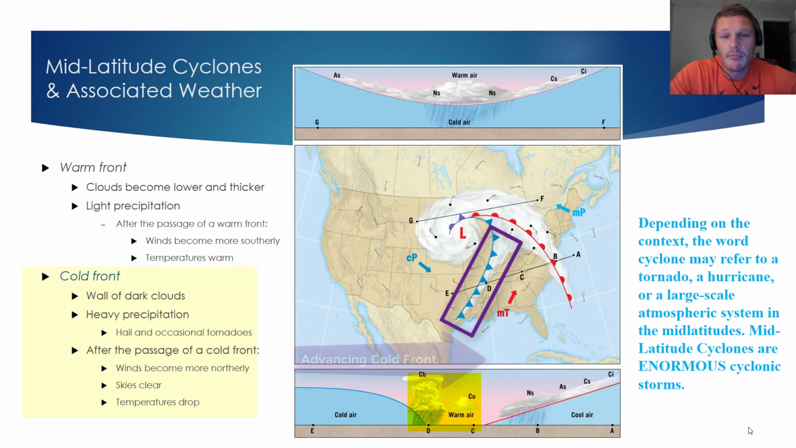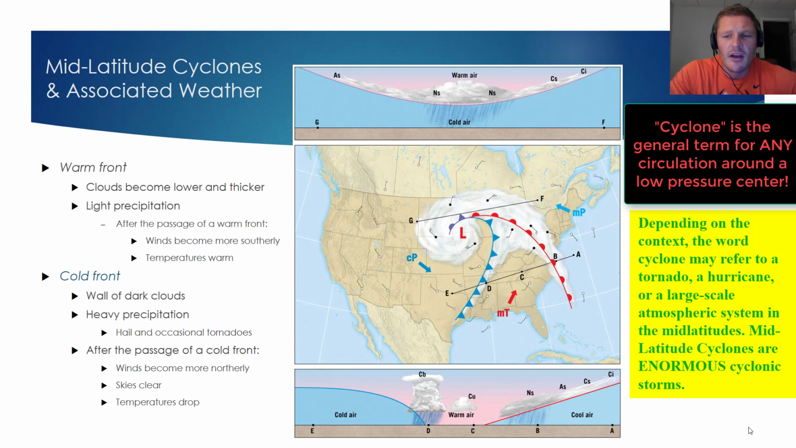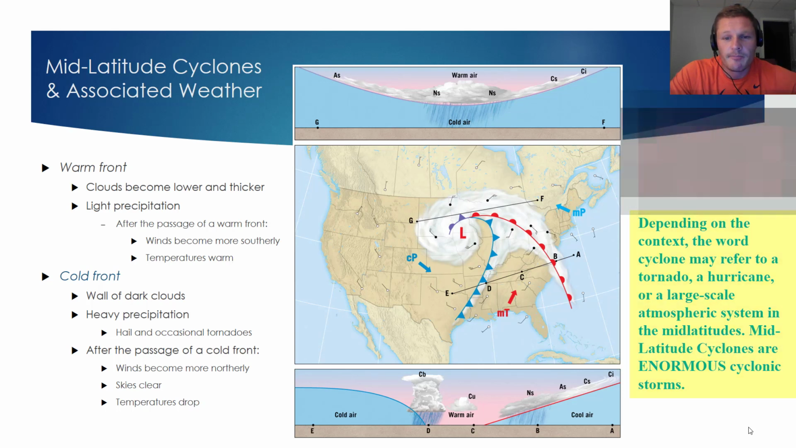Another important note to make on this particular slide is depending on the context, the word cyclone may refer to a tornado, a hurricane, or a large-scale atmospheric system in the mid-latitudes. I think it's important that we know that mid-latitude cyclones are enormous cyclonic storms.